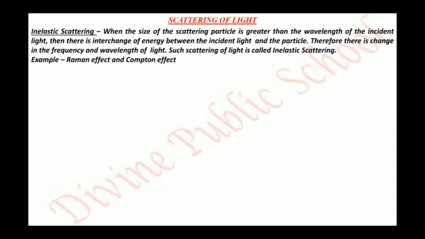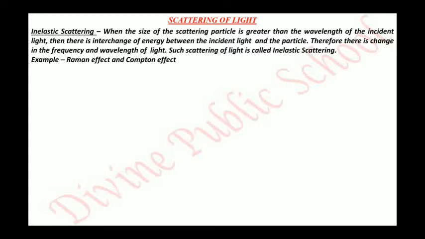The next thing we have to study is inelastic scattering. Although it is not in the syllabus, we are doing it, and I have told you there are two types, so we must know what the second type is. So in inelastic scattering, what happens? The size of the scattering particle is greater than the wavelength of incident light. It is again only comparable, not very much greater. And now there is an interchange of energy between the incident light and the particle. The energy of light changes, and therefore its frequency and wavelength also change. Such scattering of light is called inelastic scattering.